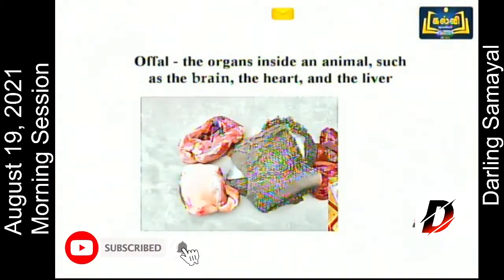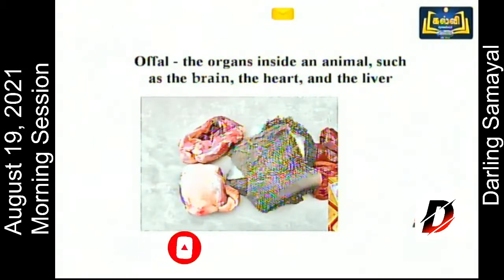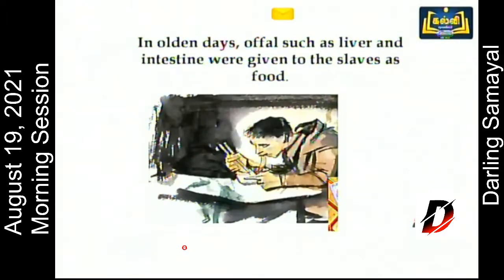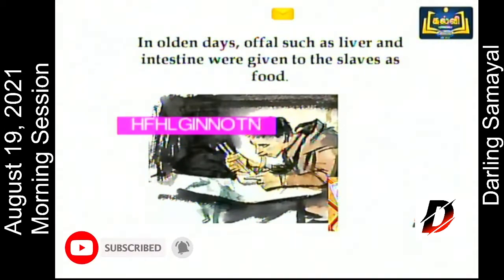Offal: the organs inside an animal, such as the brain, the heart and the liver. The internal organs usually will be called offal, or the wastages of animal parts will also be called offal. In olden days, offal such as liver and intestine were given to the slaves as food. Long ago, these wastages of animals' organs were given to the slaves.